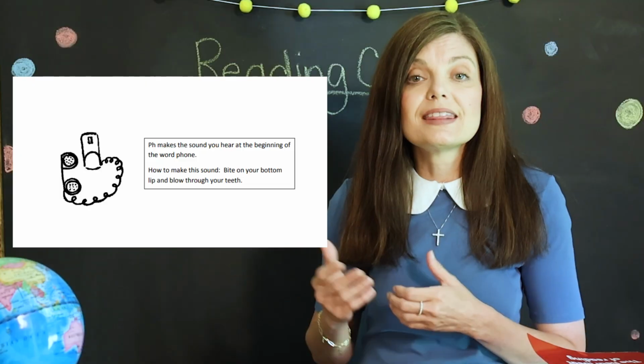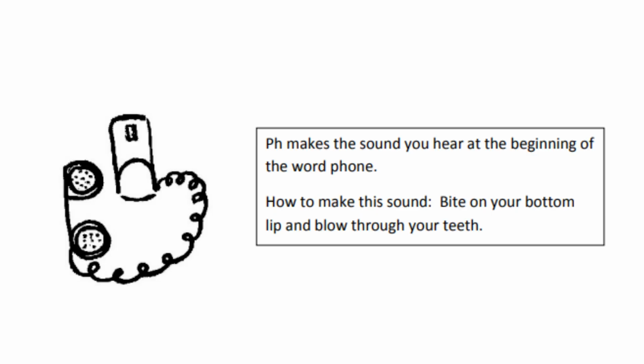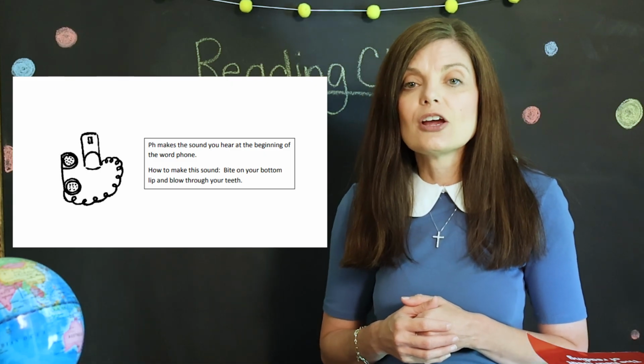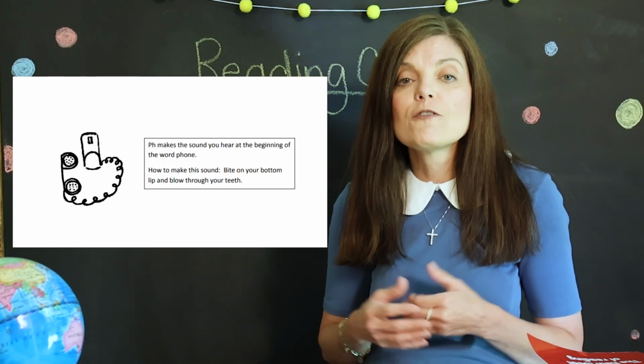Now, Sue, we're going to learn about another digraph today. The letters P and H come together to make a special sound too. Look at this flashcard. Do you see the hidden P and H in the picture? There's the letter P and there's H. This is a phone. PH makes the sound that you hear at the beginning of the word phone.